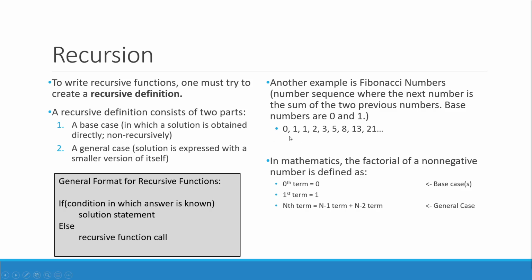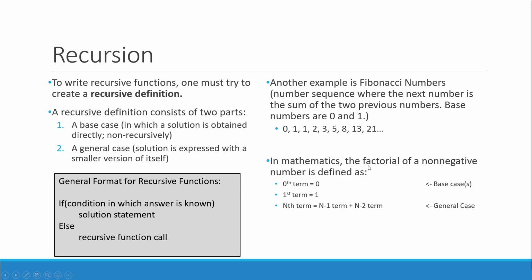So if the 0th term is 0 and the first term is 1, the term after that is going to be 0 plus 1, which is going to be 1. And the next term after that is going to be 1 plus 1, which is going to be 2. And then 1 plus 2 equals 3. Then 2 plus 3 equals 5. 3 plus 5 equals 8, and so on. Okay?